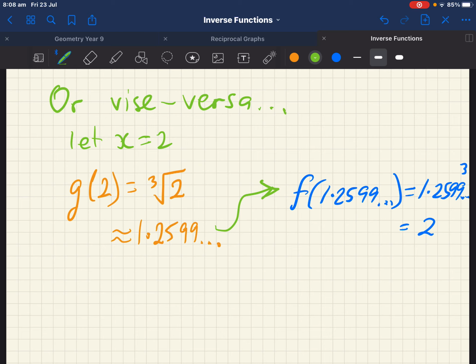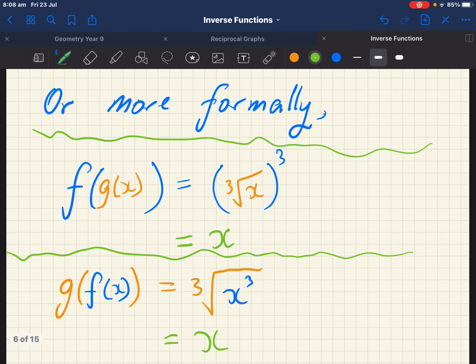If you plug that value into f(x), of course, you'd end up with the cube root of 2, cubed. It ends up undoing everything g(x) did and gets you back to the value 2. So inverse functions undo each other and return the original inputted value. Or more formally, if you write them as composites, they completely break each other down and just leave you with x.